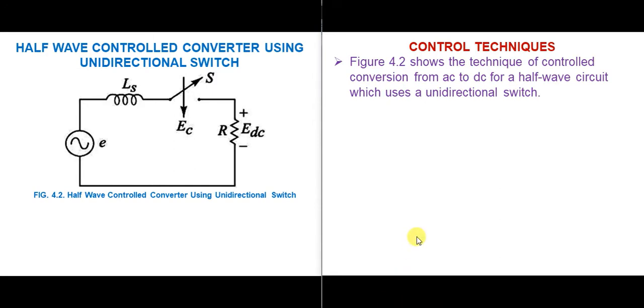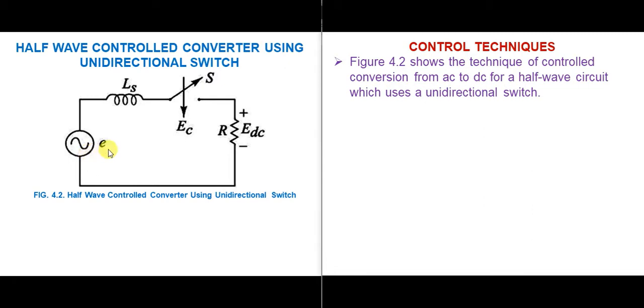Control techniques. Now in this figure, it shows a half-wave controlled converter using a unidirectional switch. Unidirectional switch means a switch which operates either in the positive direction or in the negative direction. Let us have a look at the circuit.